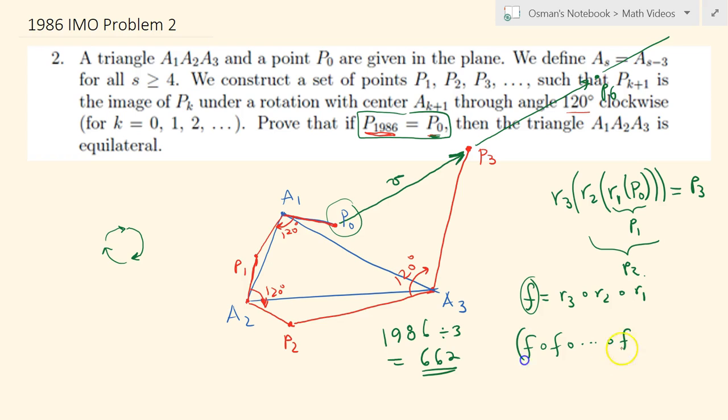F of P0, and you get again P0. How can that be? And we repeated this 662 times. Well, there's only one explanation. This translation vector is actually equal to 0 for this particular configuration of the triangle, because it looks like it's independent of the choice of P0.